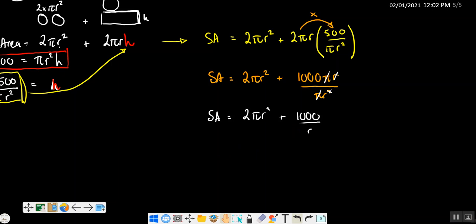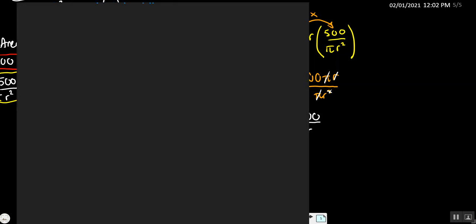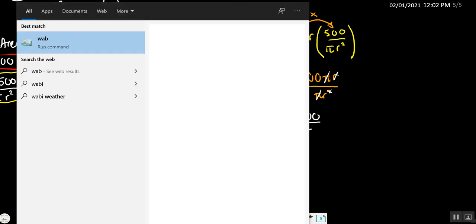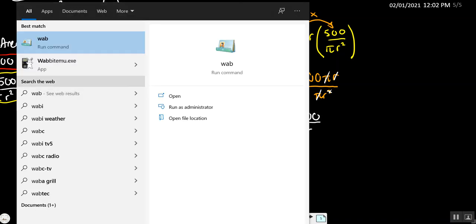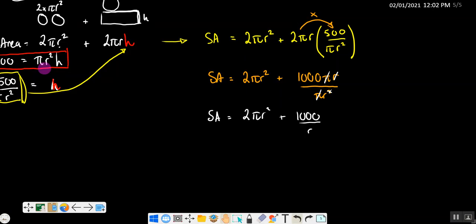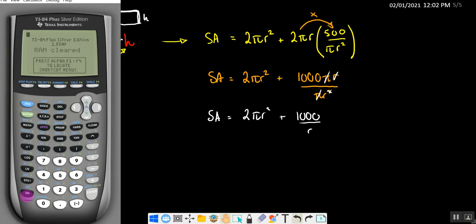Come on, computer, the computer's really slow. What am I going to do with my calculator? This, yeah, exactly. y equals, what am I going to type in? 2 pi up here, second pi. What do I do for r squared?